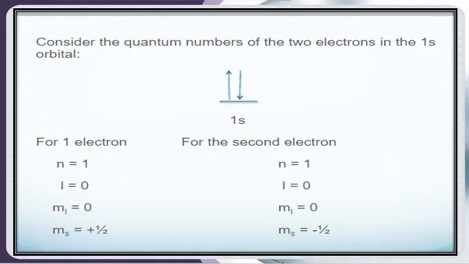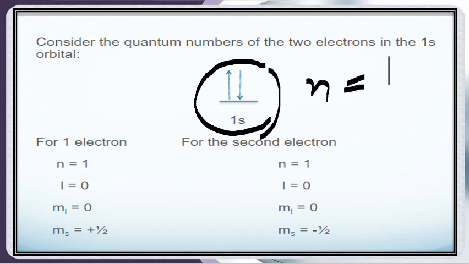Now just apply all of these quantum numbers on one of the electrons present in an s orbital. Consider there are 2 electrons in one s orbital, that is the first shell. n for this will be 1, right? In this 1s, 1 represents the principal quantum number, that is 1.